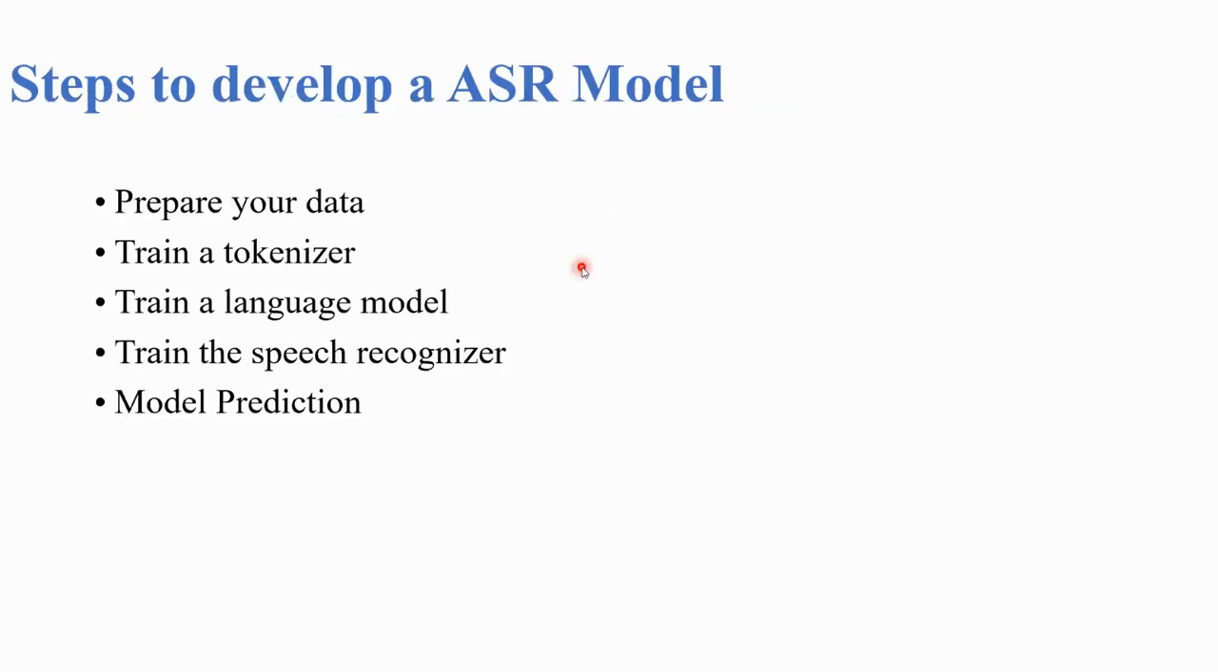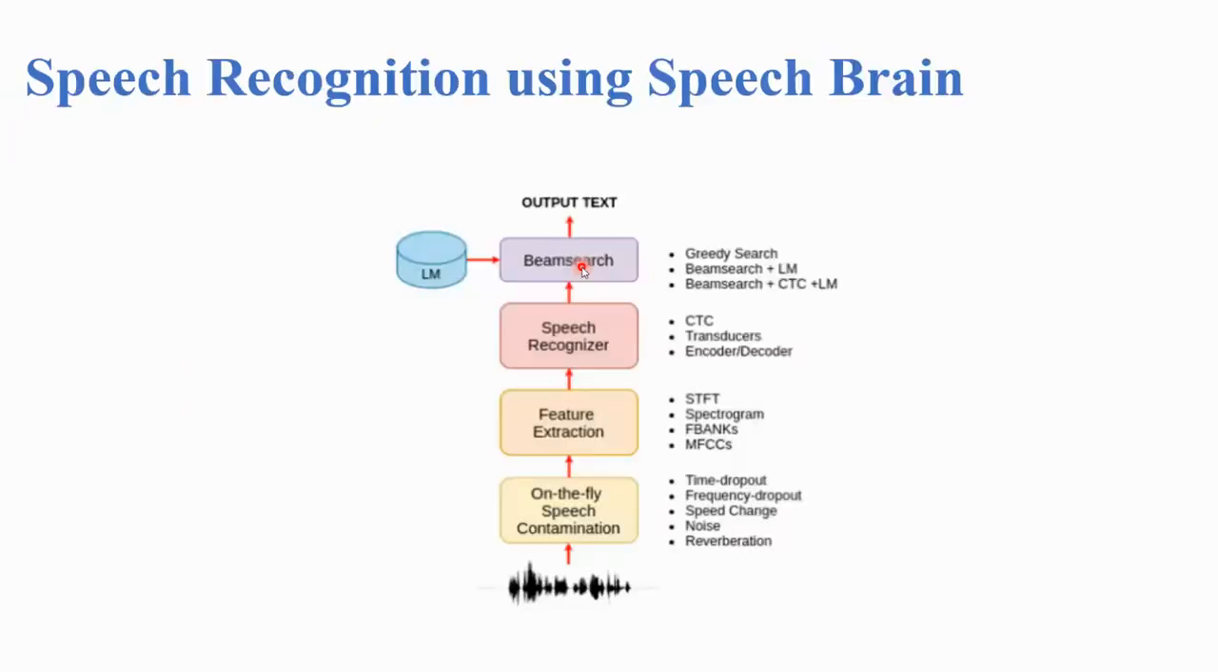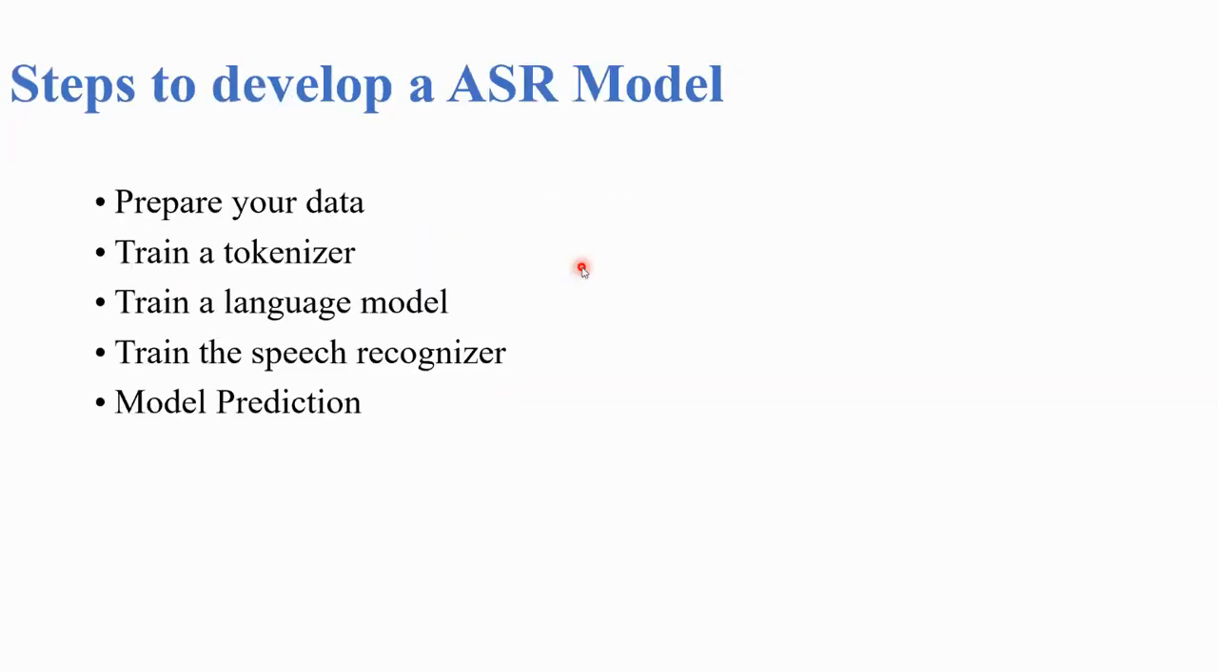So you want to prepare data. Here we have the tokenizer step, where you make your data into tokens and map it with the language model. These two things will be combined and given to the recognition. And finally, the model predicts the output.